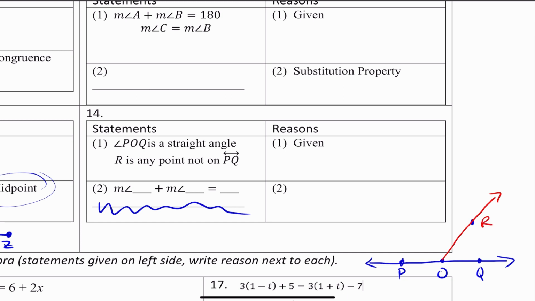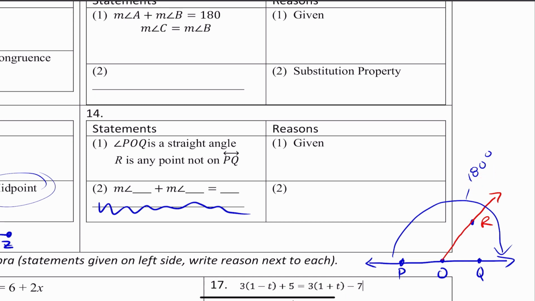So if this is a straight angle, and here's R, which will create a ray here, well, first of all, I want to take a look at this picture and say, okay, if it's a straight angle, how many degrees is this? Well, that's going to be 180, right? So this is going to be 180 degrees. So first, I want to ask myself, okay, what plus what is going to give me 180?